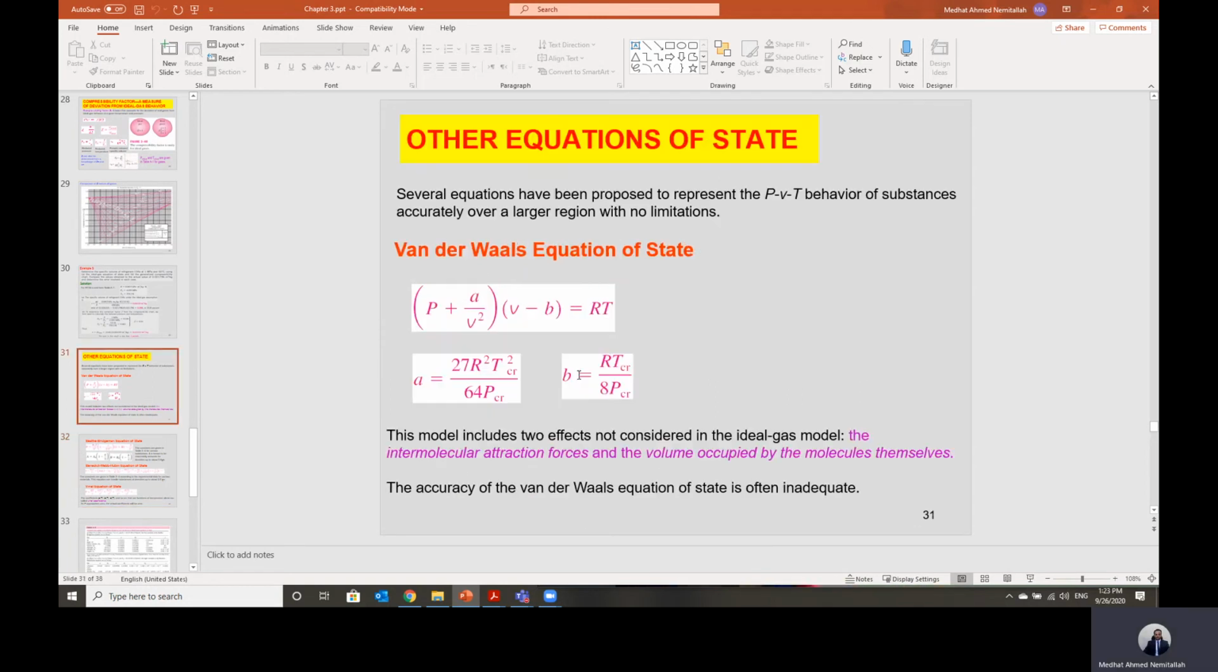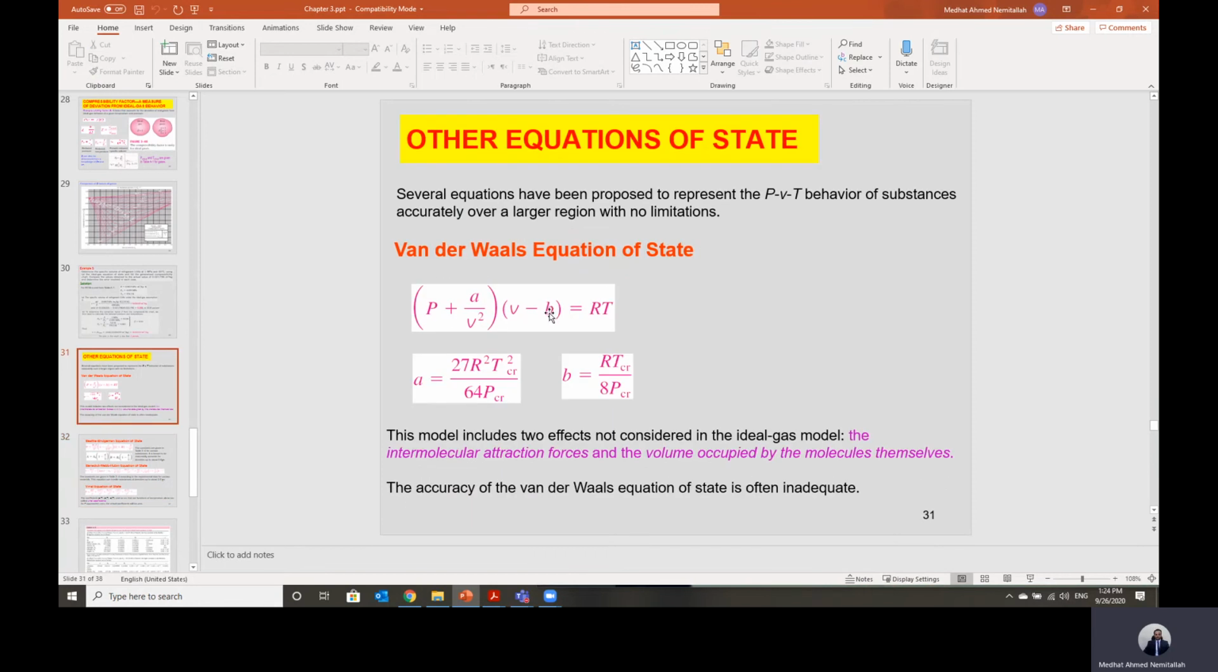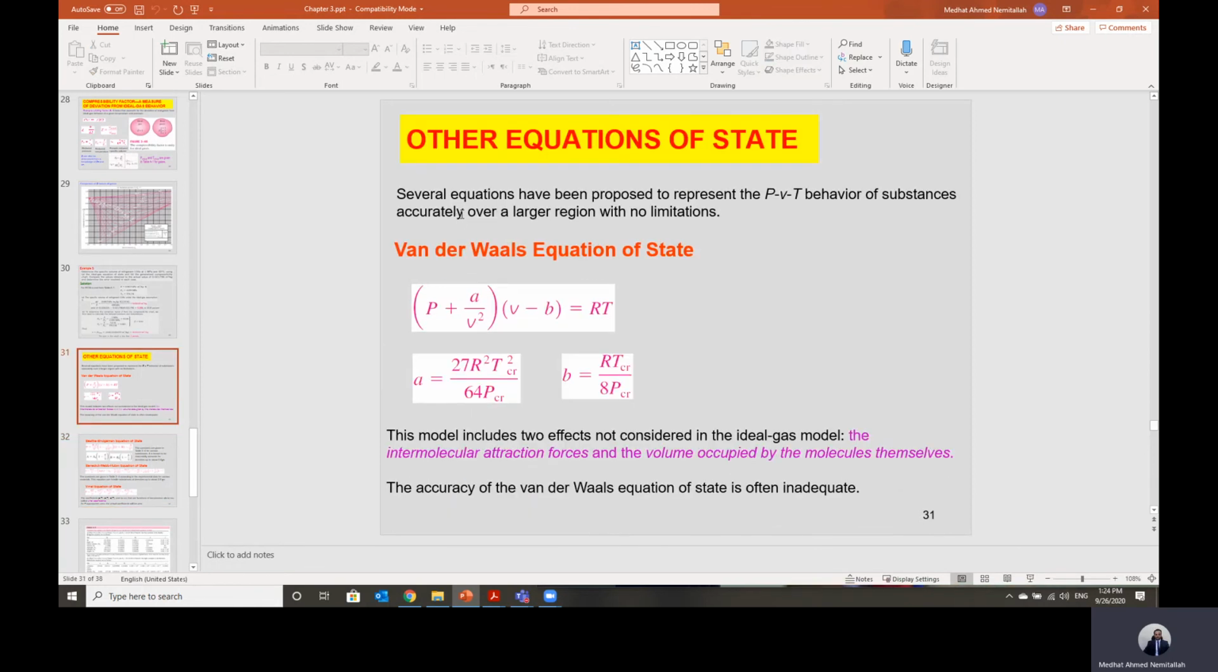Just to know that we have some modifications of the ideal gas equation of state that can be applied more accurately compared to the normal ideal gas equation of state. But those equations are just for your knowledge. They will not be coming in your exam. And if one does come to your exam, I will give you the equation with its constants, and you will just substitute. So if temperature and specific volume are given, you substitute in the equation to calculate the pressure.